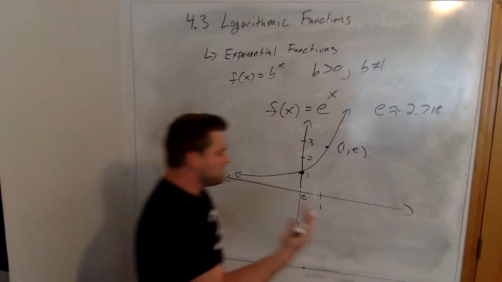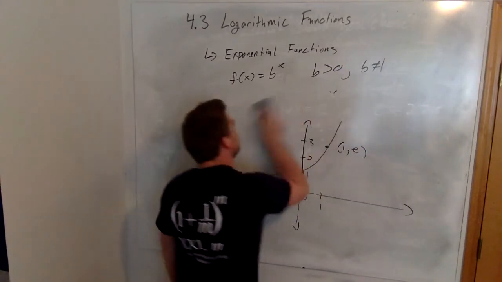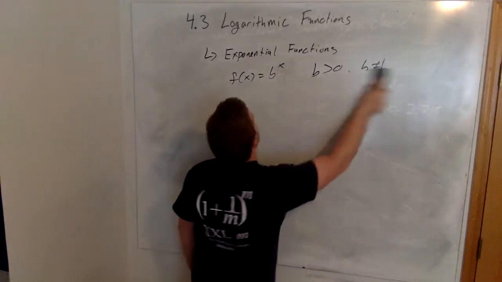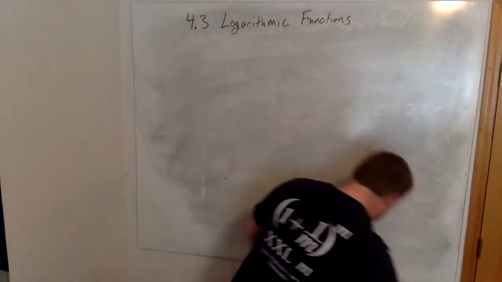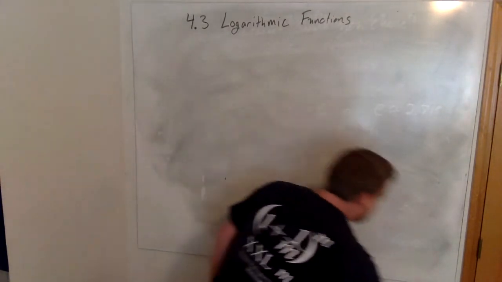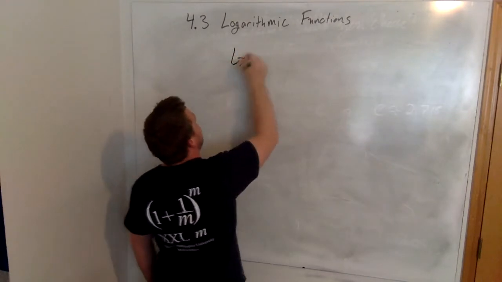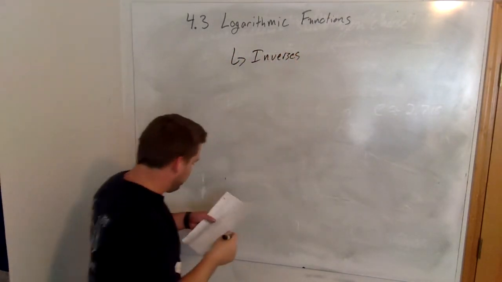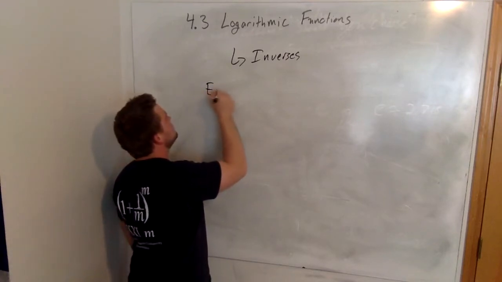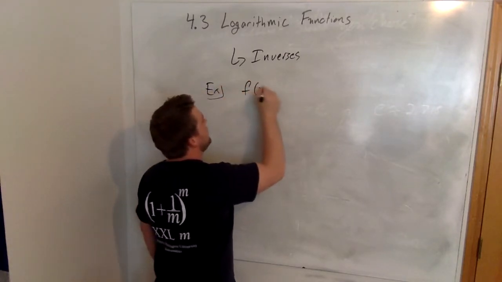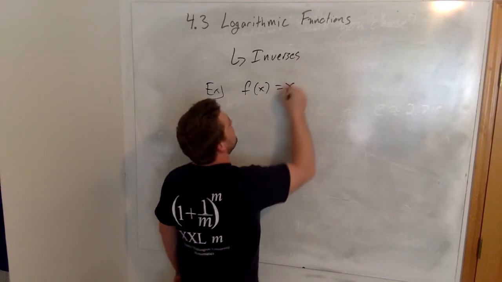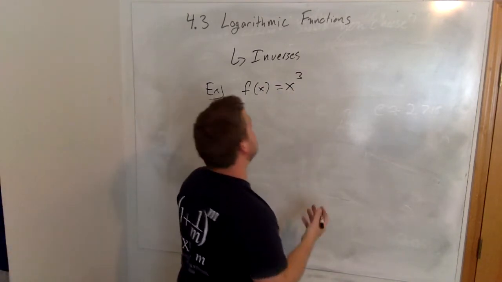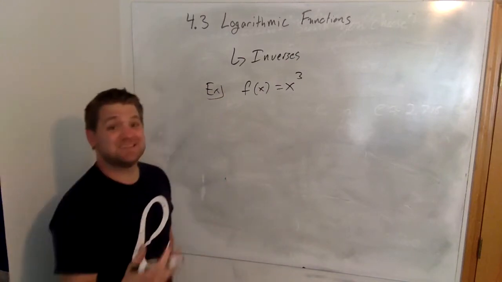But it's not just exponential functions we've been talking about. We've also been talking about inverses. For example, let's say we have a function f of x equals x cubed. We can figure out what the inverse function is. You can think of an inverse as something that undoes something.